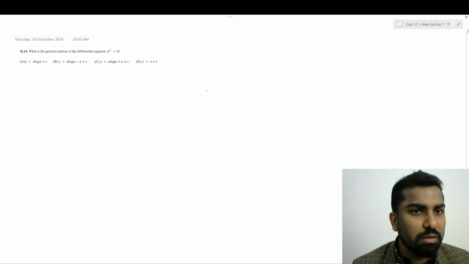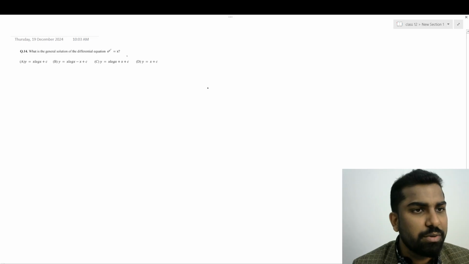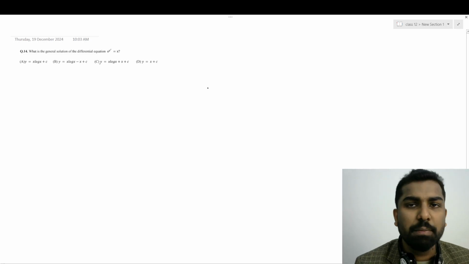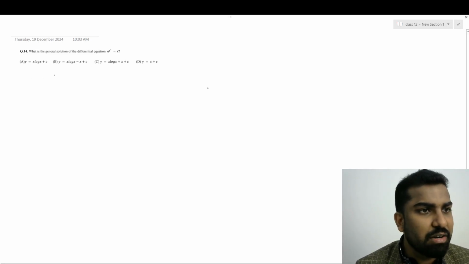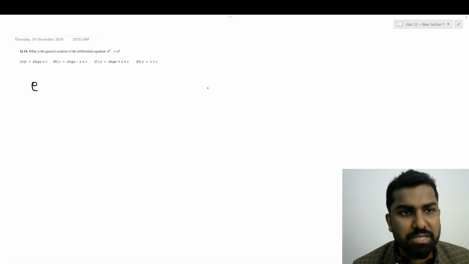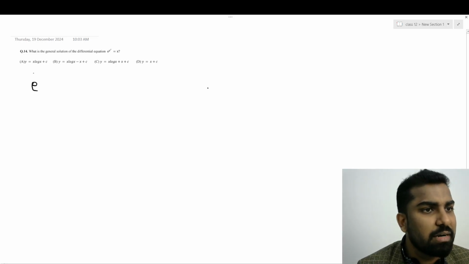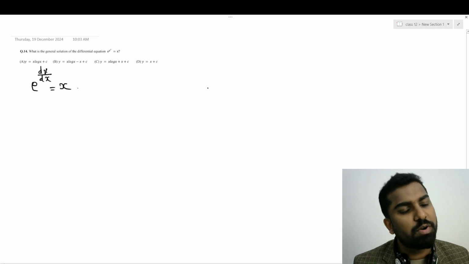The next question is, what is the general solution of the differential equation e to the power y dash equal to x? We have to find the general solution of this. This can be written as, as we know, y dash means dy by dx, right? So e to the power dy by dx will be equal to x. No problem with that.